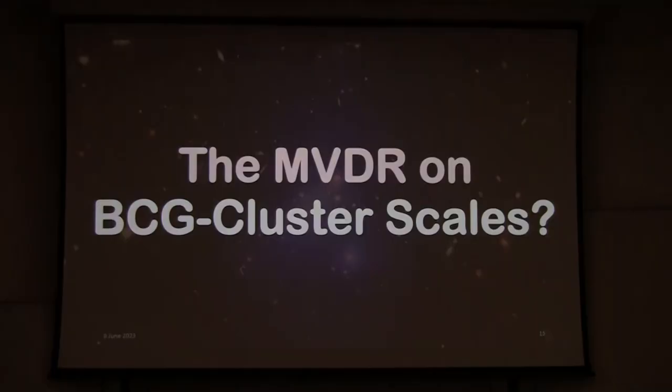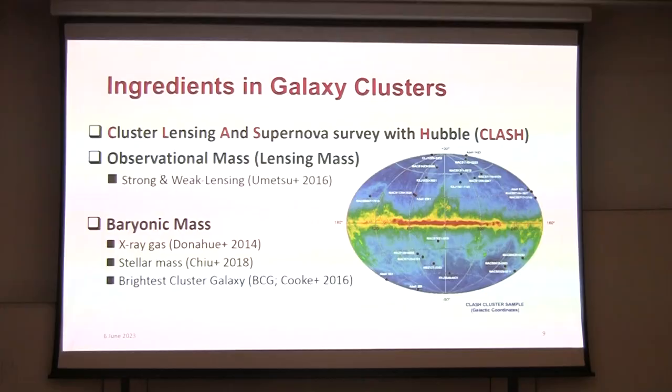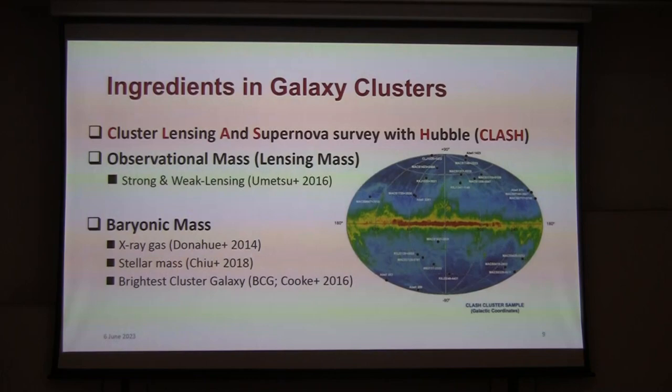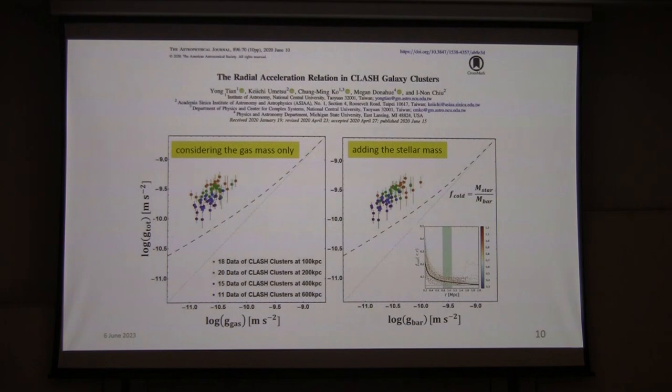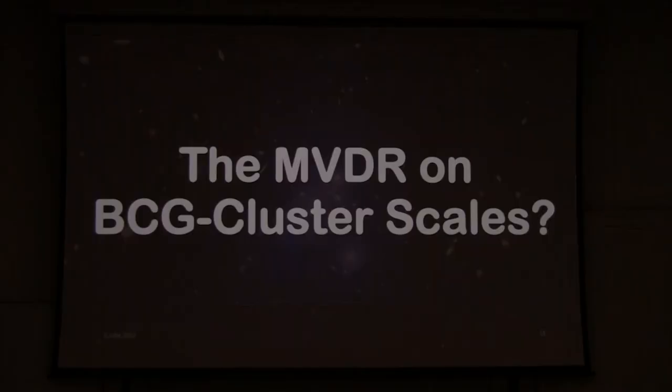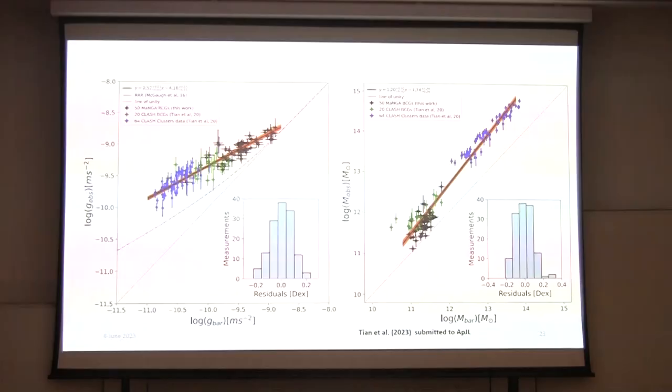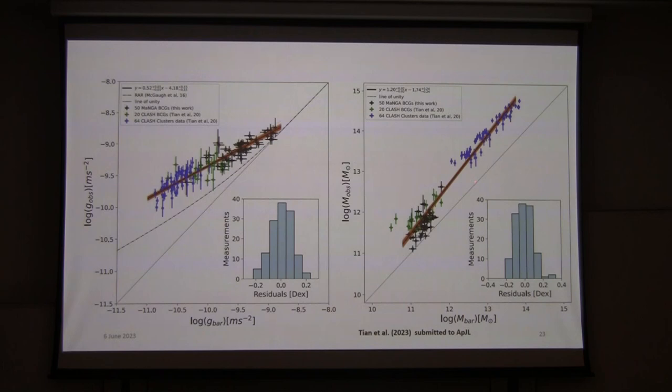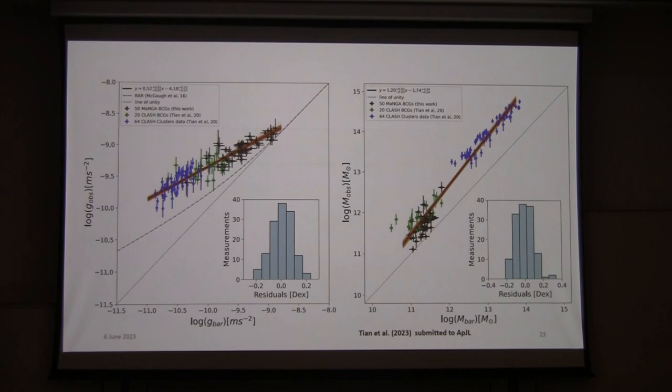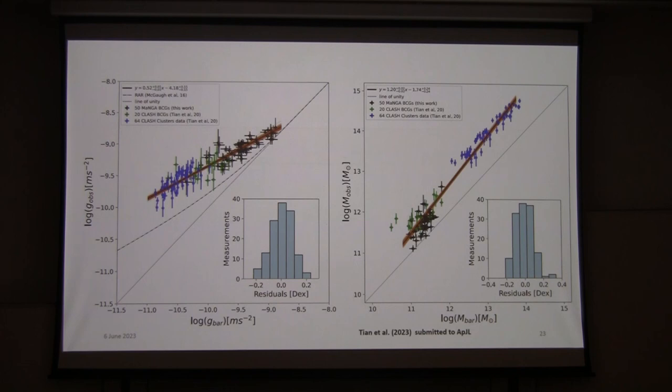So maybe I missed it, but the mass. Do you mean the mass of the gas? Okay, the total mass is around 10 to the... I think the baryonic mass here is up to 10 to the 14th, which contains stars and the gas. The question is, how much is the gas? Okay, the stellar mass is just around 10%. So you can consider the baryonic mass is majorly contributed by the X-ray gas mass.